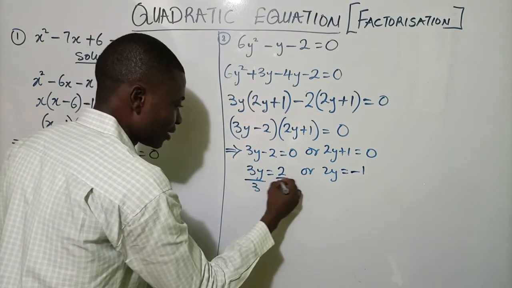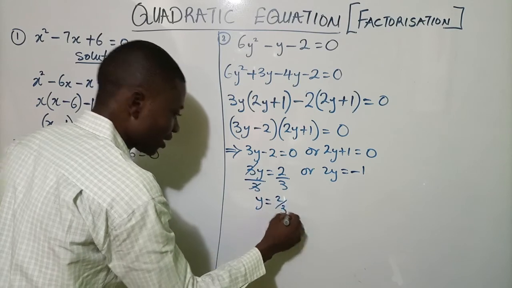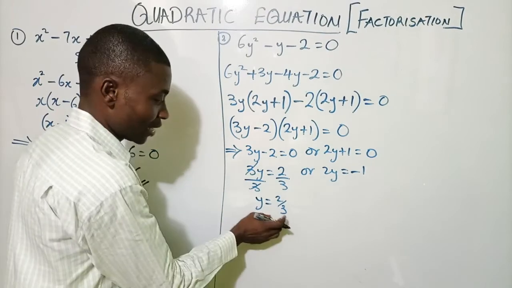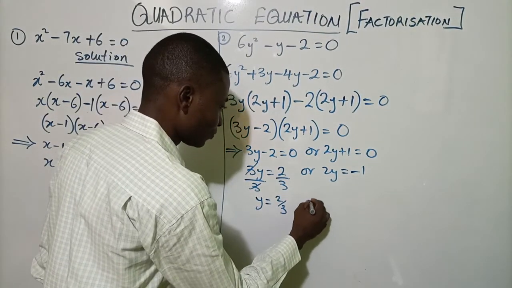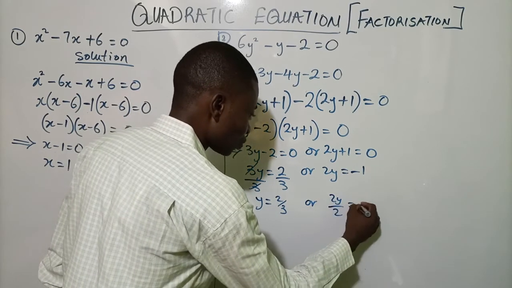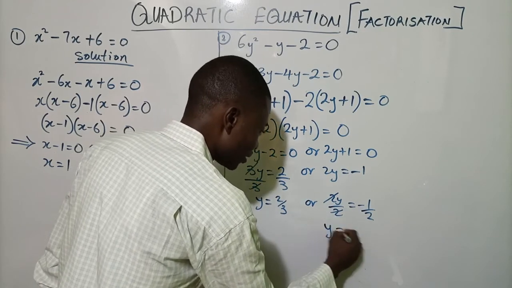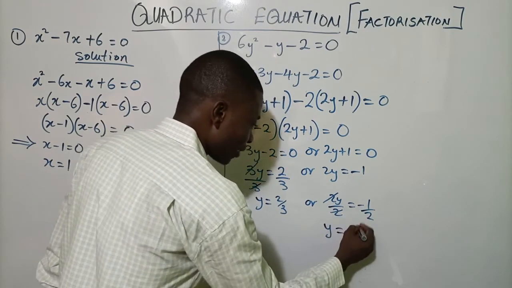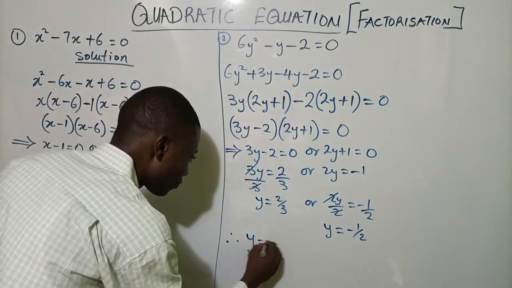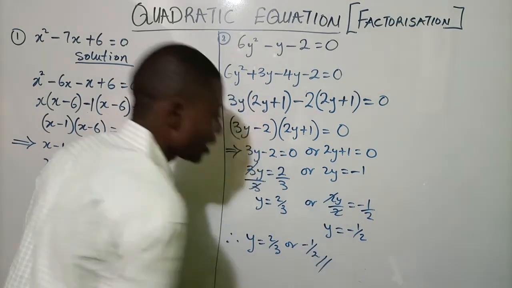So what do you do? Divide both sides by 3. Divide both sides by 3. So y is equals to what? 2 over 3, which is a proper fraction. So you can leave your answer like this. Or 2y divided by 2 is equals to what? Minus 1 over 2. So this cancels this. So y is equals to what? Minus 1 over 2. So therefore, you can conclude, therefore, y is equals to 2 over 3 or minus 1 over 2. And this is your answer.